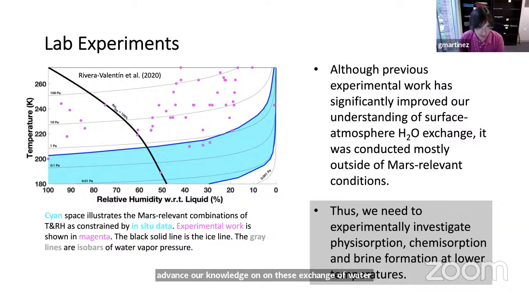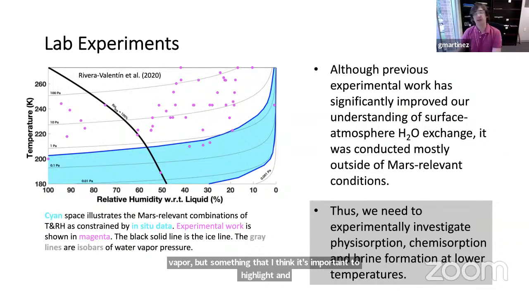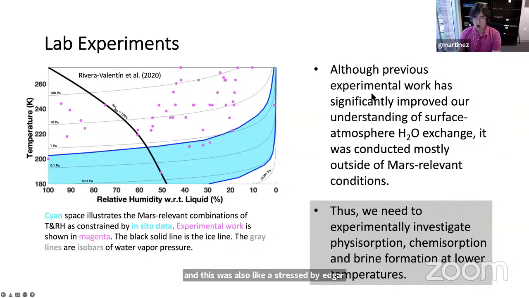Something that I think is important to highlight, and this was also stressed by Edgar in the previous session, is that although previous experimental work has definitely improved our understanding of H2O exchange between the surface and the atmosphere, it has been mostly conducted outside of Mars-relevant conditions, and that's shown in this figure. In magenta, you have pairings of relative humidity and temperature values used in previous lab experiments.